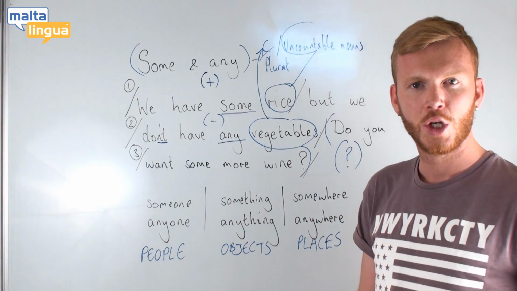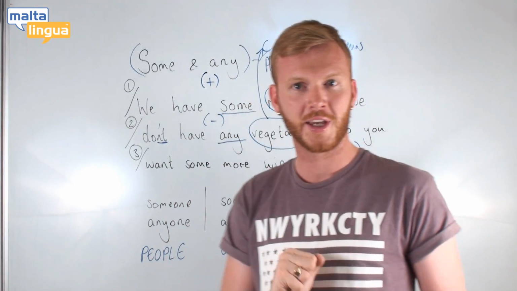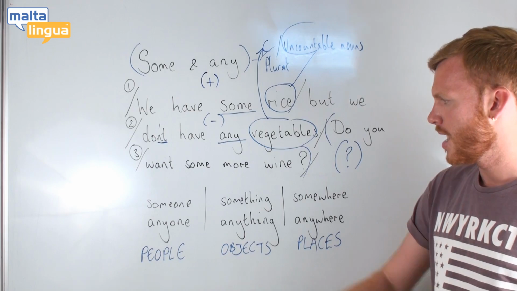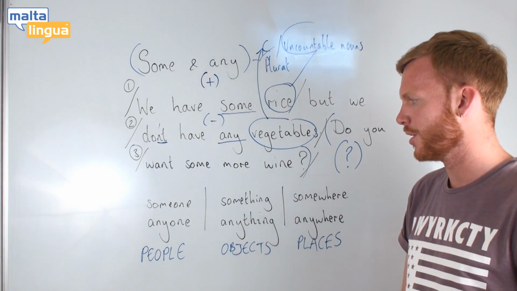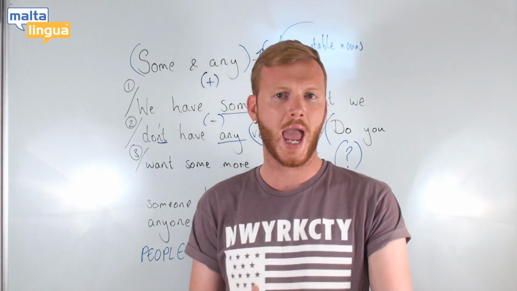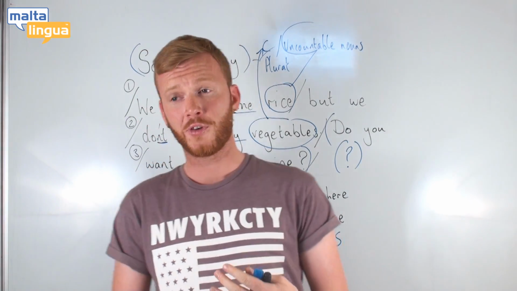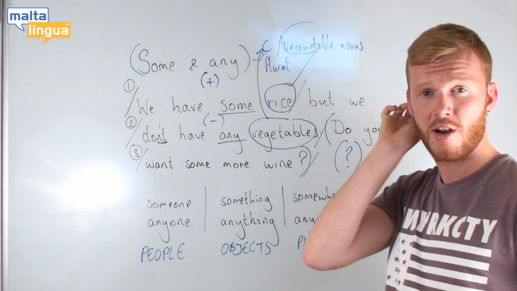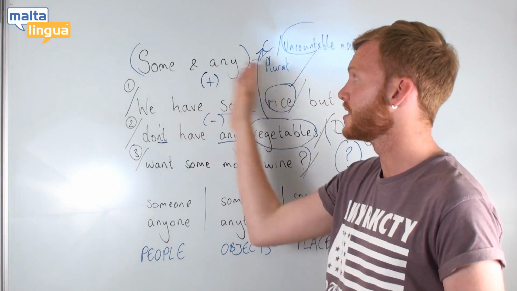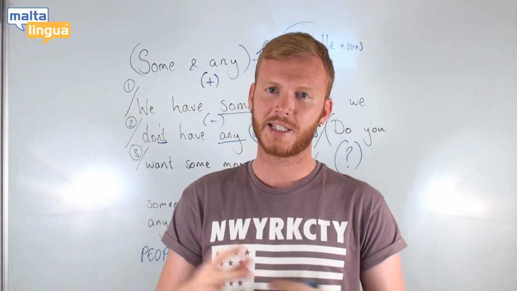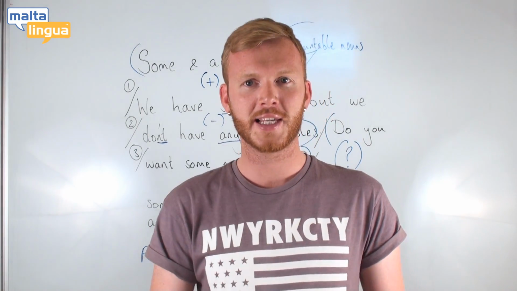Something. Do you want something to drink? Okay, works perfectly. Someone and anyone. Do you know anyone who lives in Australia? So for these words here, they're following the same rules as the quantifiers, some and any. Practice makes perfect. I hope you found this lesson useful.